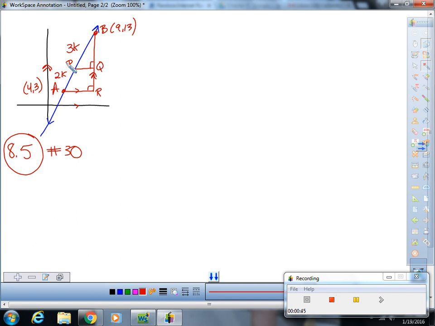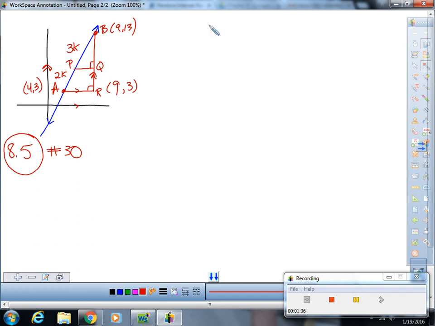Okay, well, point A is over 4 up 3. Point R then is over something up 3 because it's parallel to the x-axis. So this has to be something, comma, 3. Okay? Well, that something can be found by looking at point B. So how far to the right did we move? 9. So now we know that R is 9, comma 3.